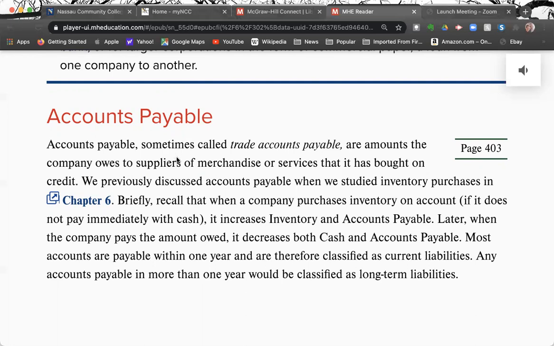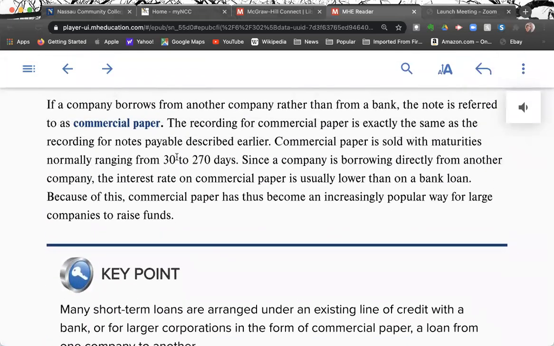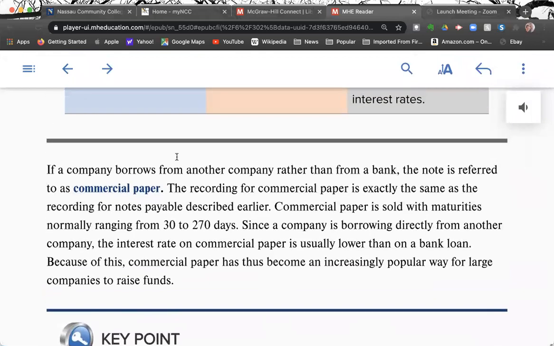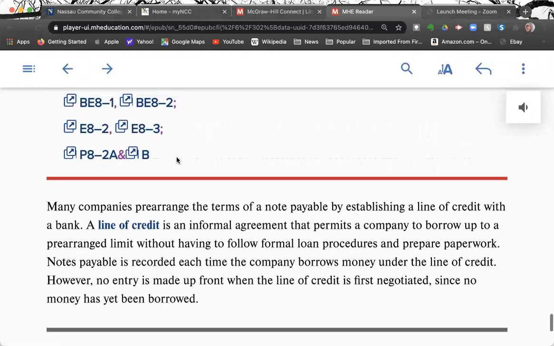The advantage to accounts payable is there's no interest, right? Notes payable, because the time period is longer and there's a time value to money. That's why we have to have interest on notes payable.